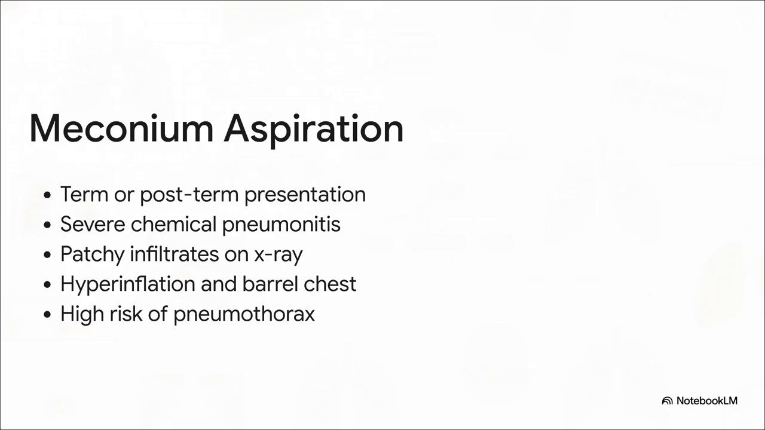When a baby aspirates meconium, it causes physical airway obstruction, inactivates their surfactant, and triggers a severe chemical pneumonitis. Clinically, you'll see a term infant in respiratory distress right at birth, with coarse breath sounds and a barrel chest from air trapping and atelectasis. The X-ray will show patchy infiltrates and hyperinflation. Keep in mind, pneumothorax is a known complication here, so management relies heavily on supportive oxygen and ventilation.